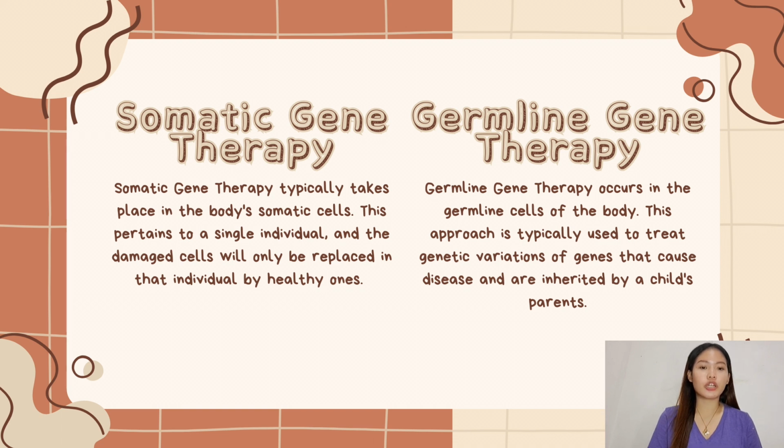However, germline gene therapy occurs in the germline cells of the body. This approach is typically used to treat genetic variations of genes that cause disease and are inherited from a child's parents. The procedure is adding a healthy DNA strand to the cells that make sperm, eggs, or other reproductive cells. Since the dangers of germline gene therapy outweigh the benefits, it is illegal in many states.